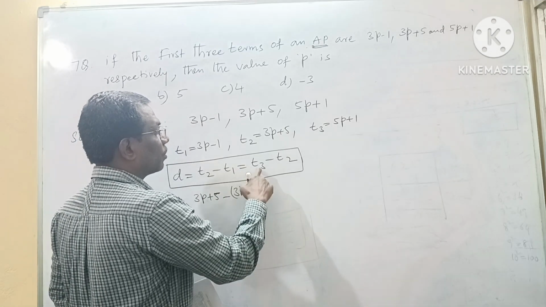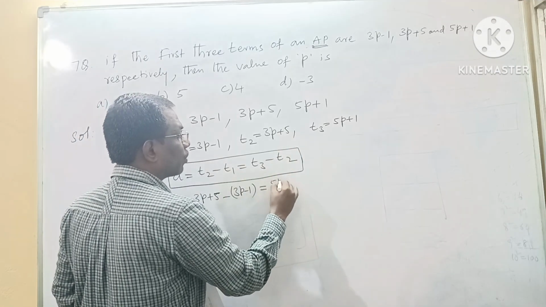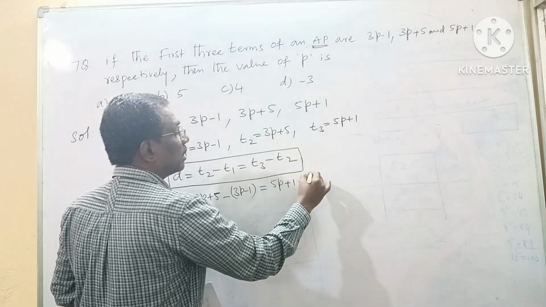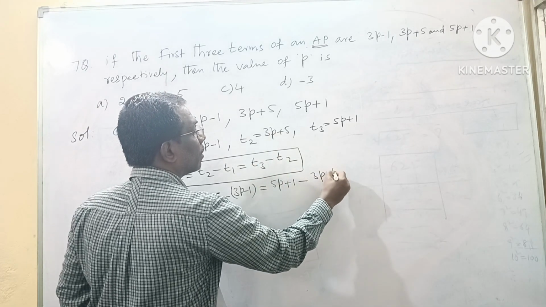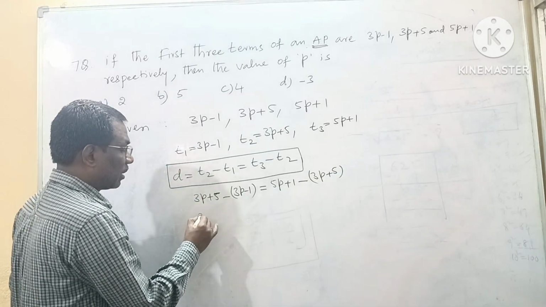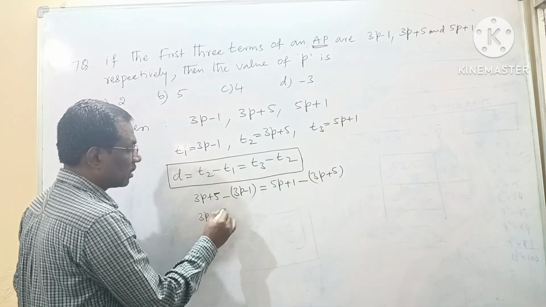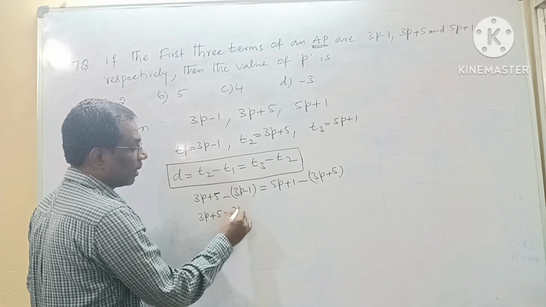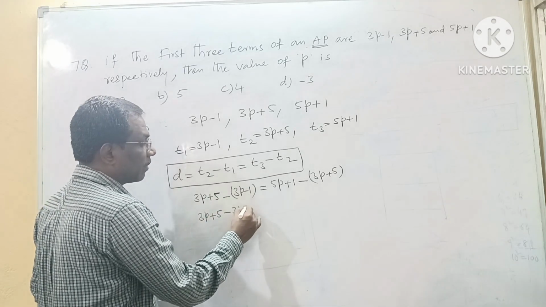Right, T3 is 5p plus 1 minus T2, and T2 is 3p plus 5. It is also going to drop. Now write 3p plus 5 as it is. Now bracket open: minus into plus is minus 3p. This minus into minus is a plus 1.